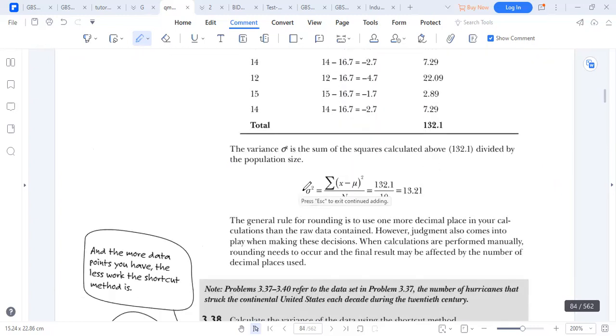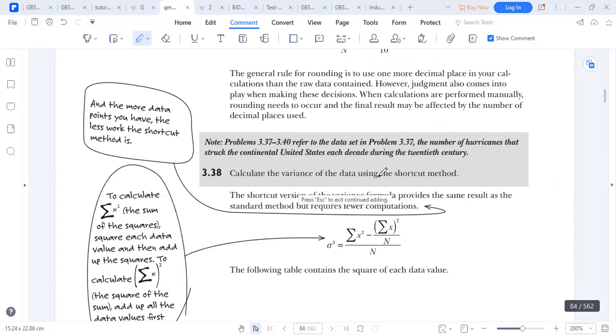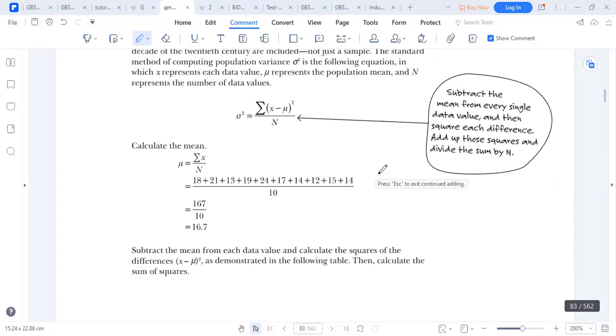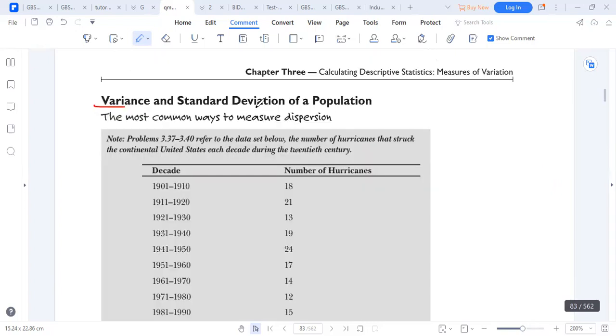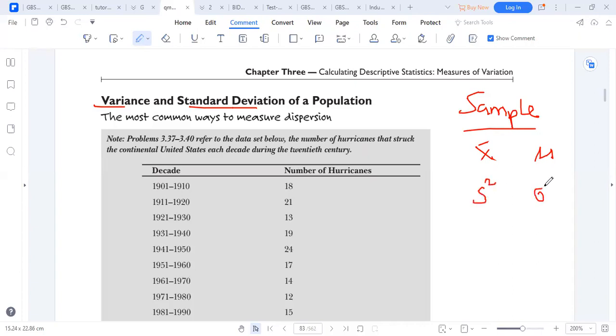So I now go to calculating our mean, our variance and standard deviation for a population. For a sample, our mean is called X bar, whereas for a population, the mean is called mu. For a sample, the variance is called S squared, whereas for a population it is called sigma squared. For a sample, the standard deviation is simply S. In a population, it is simply sigma.